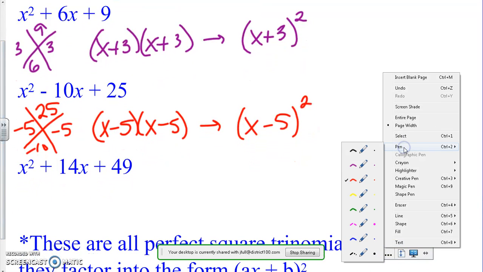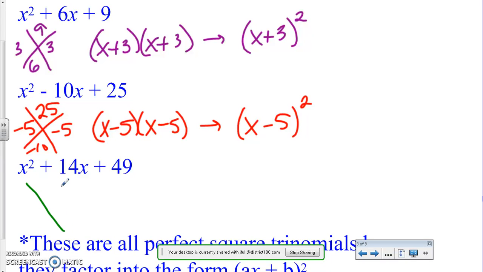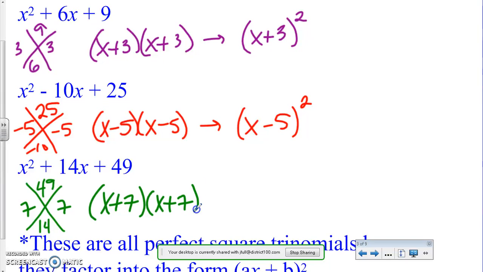The third one should also work out the same way. Top of my x would be a 49. The bottom should be a 14. So the two numbers that multiply to give me 49 and add up to 14 are 7 and 7. So when I go to write this out, I have x plus 7 times x plus 7, which is the same as x plus 7 squared.